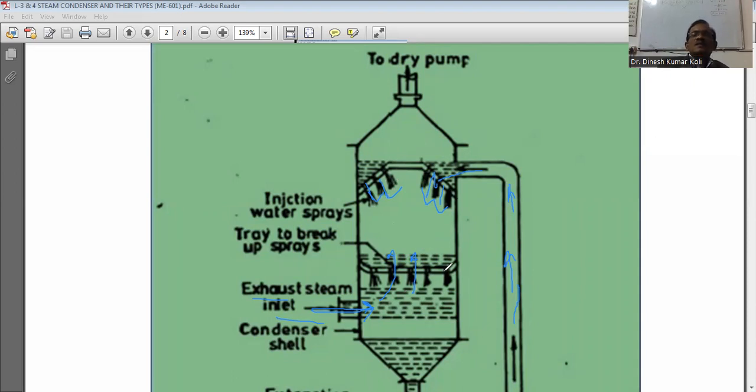So what will be the result? The cold water will take heat from the exhaust steam, and so this will convert the exhaust steam into water. Here at this portion you will see the condenser shell. The water is stored here. It is called the condensate. This water stored here is called the condensate.